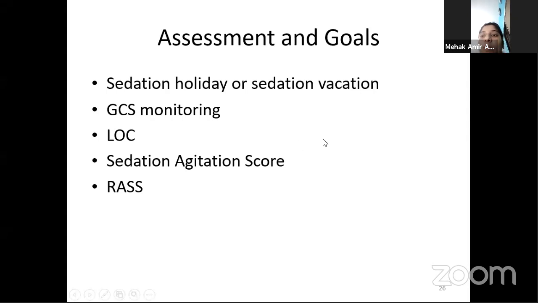This is done by the physician or anesthesiologist. They taper off the sedation, and they look for the GCS and the level of consciousness of the patient, that how the patient is doing. The next is the sedation agitation score and the RASS score. Next slide, please.